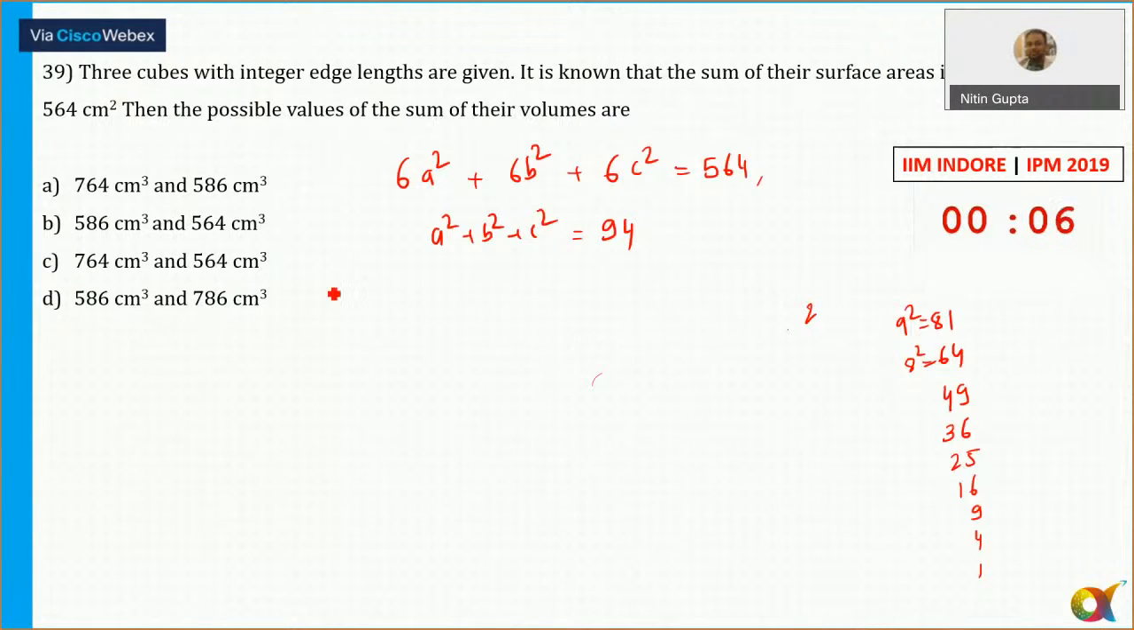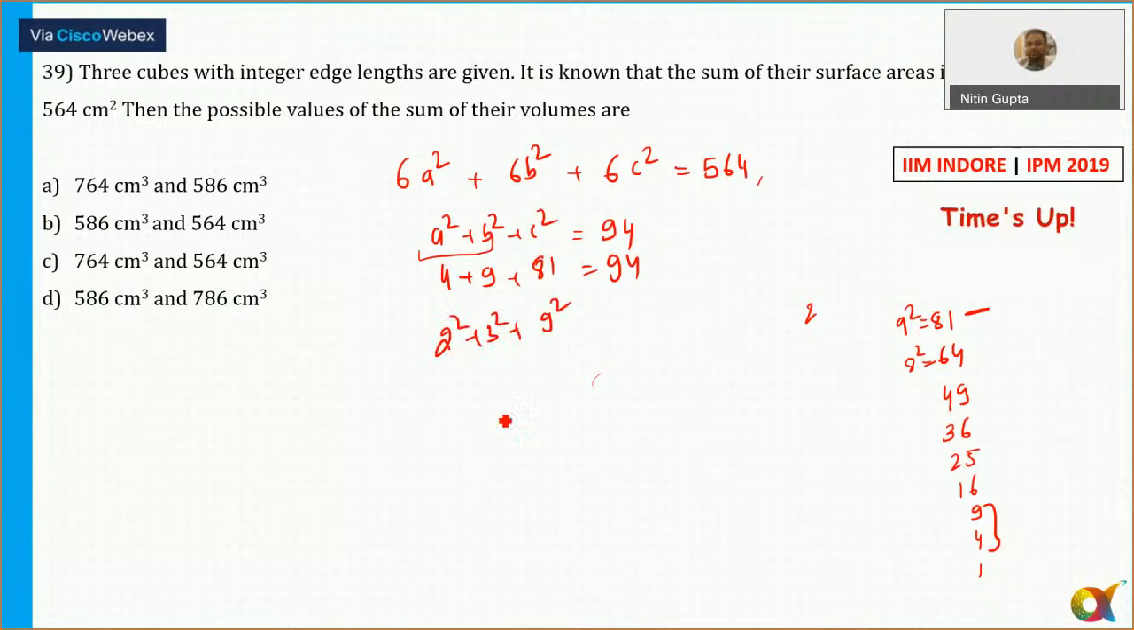If I take one of the numbers as 81, for example, then to 81 I need to add 13. So 81, 13 is 4 plus 9, so 81 plus 9 plus 4 is 94. So this is 2 square plus 3 square plus 9 square. And as you can see among the options, there are two cases, so it means there are two possible ways. So let's check with this case. In this case, the three values are 2, 3, and 9.